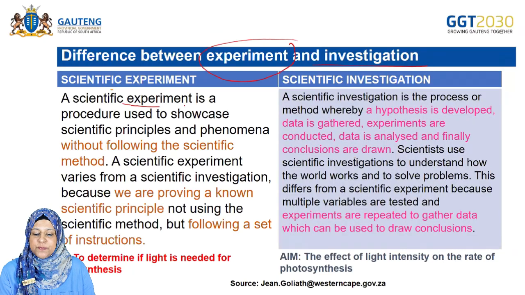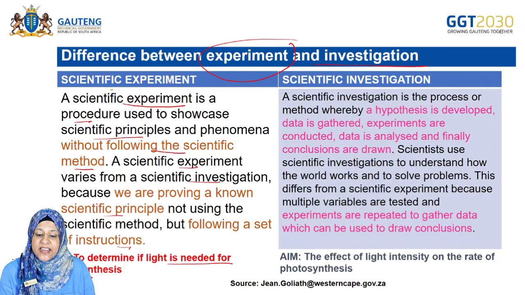A scientific experiment is a procedure used to showcase scientific principles without following a scientific method. It varies from your scientific investigation because we are hoping to prove a known scientific principle. We don't follow a set number of instructions. Now, the aim is to determine if light is needed for photosynthesis in an experiment.